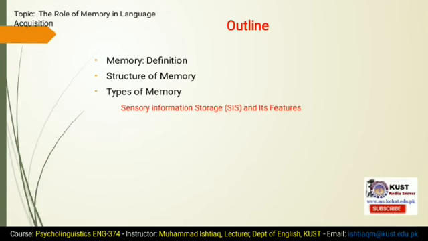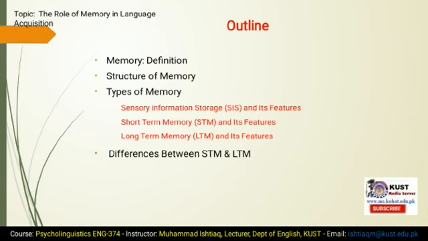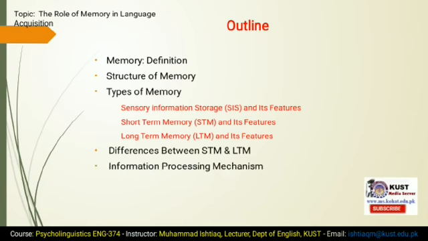include sensory information storage, SIS, also known as iconic memory or acquired memory by one of the researchers, along with its features, followed by short-term memory, STM for short, and its features, followed by long-term memory, LTM, and its features, then differences between STM and LTM, and a very important topic of information processing mechanism.